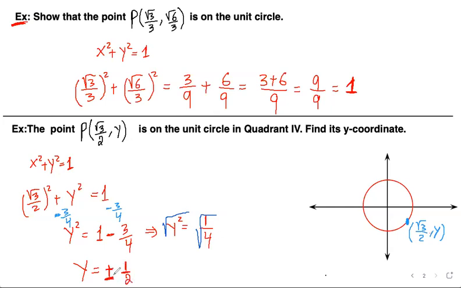Now, which value do we have to use, the positive value or the negative value? The negative value. Negative, exactly. Why? Because the point is in quadrant 4. So in quadrant 4, the y value is negative. So this means y is equal to minus 1 over 2. This is my y value. So here y equals negative 1 over 2. Why? Again, because the point is in the 4th quadrant.